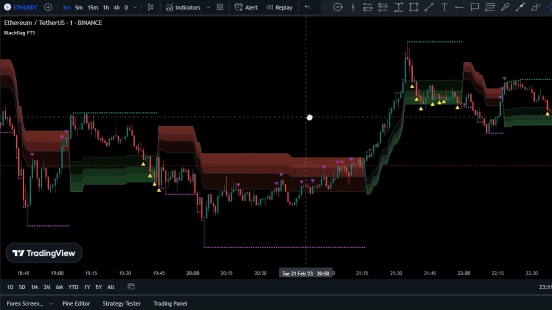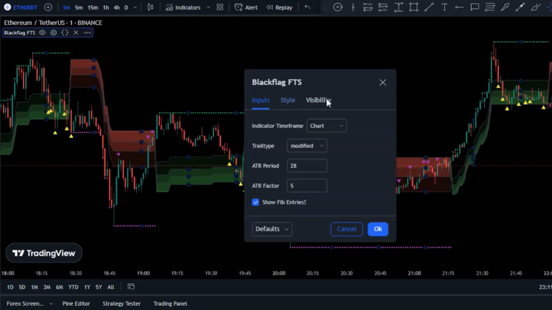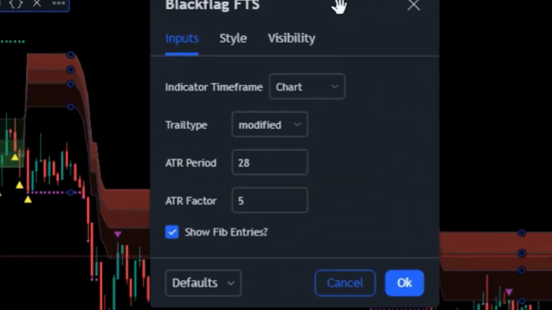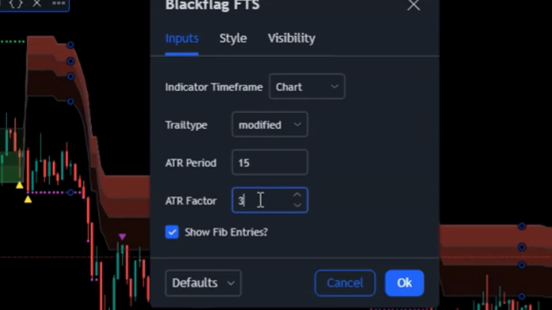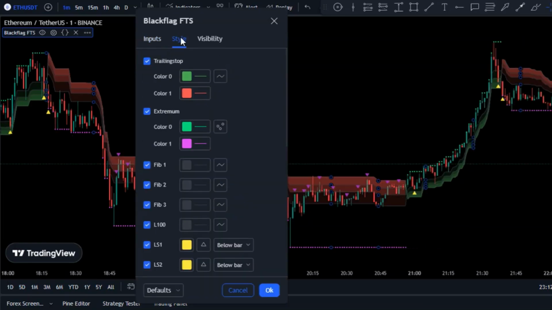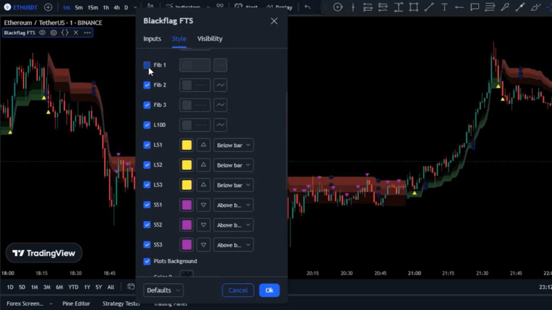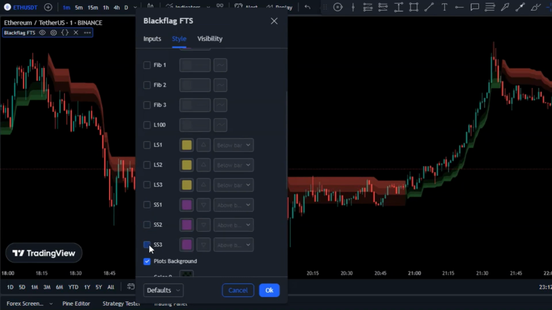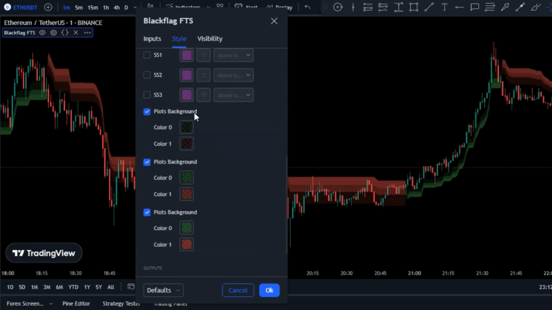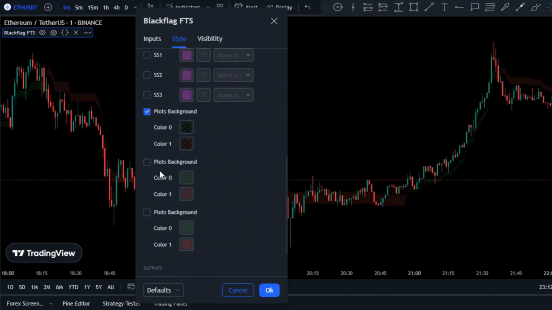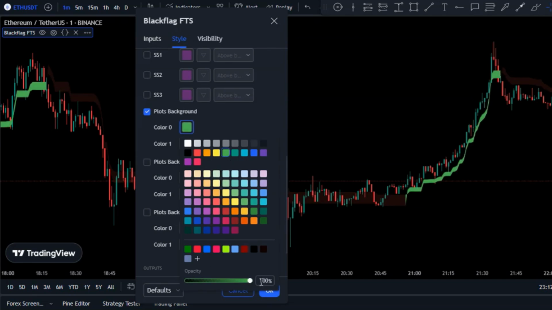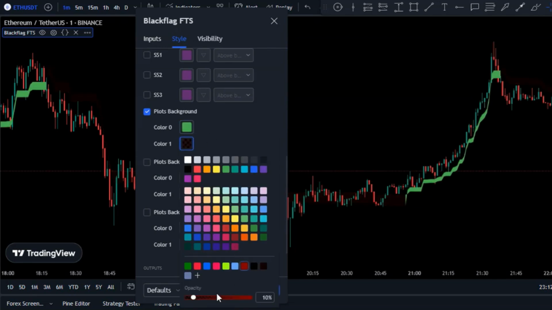After adding the indicator to the chart, we need to apply some special settings. So head over to the indicator section and in the inputs tab, change ATR period to 15 and the ATR factor to 3. And next, in the style tab, exactly follow my steps and disable all options except for the first plot. Then change the colors of this plot to green and red respectively.